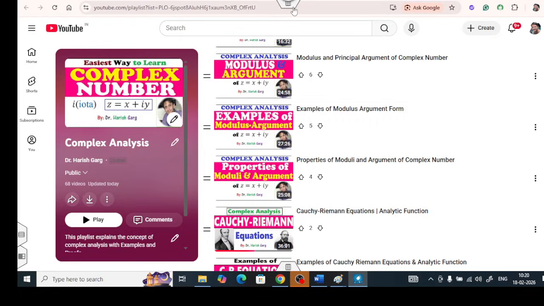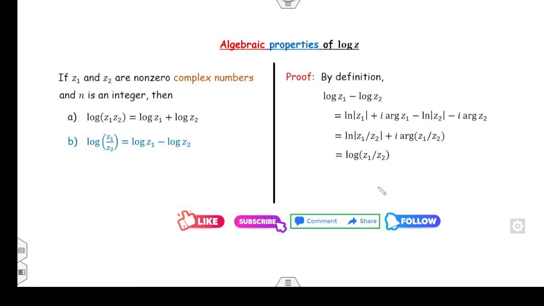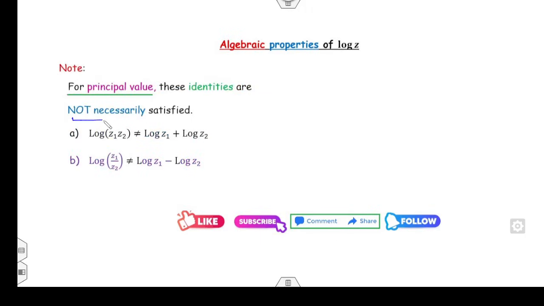For more details, as I mentioned, you can watch this lecture, properties of the modulus argument. So this becomes equal to log of z1 divided by z2, which is the required proof of the second part. Now the question arises: can we say this property holds for the principal argument of the log? The answer is no. It is not necessary that they will satisfy the properties.